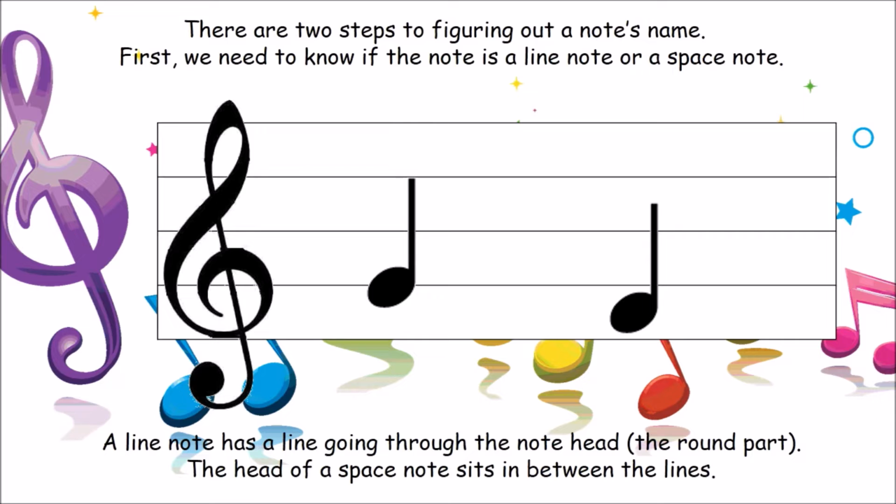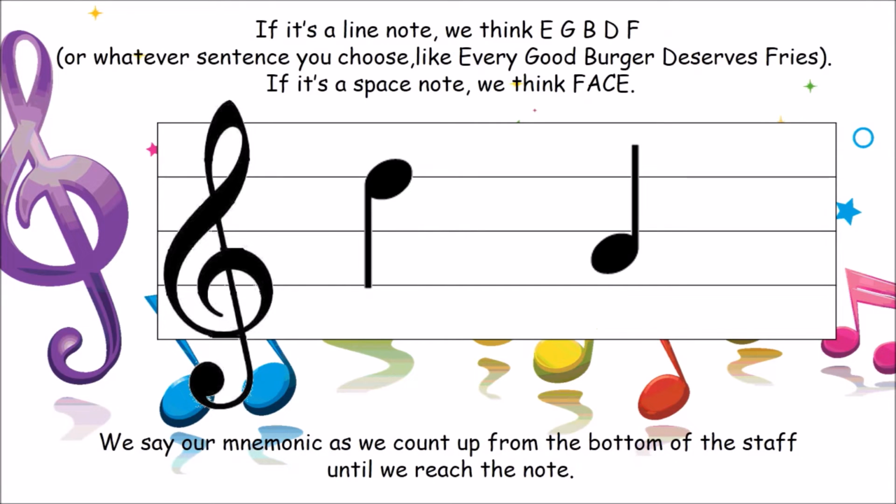A line note has a line going through the note head, the round part. The head of a space note sits in between the lines. If it's a line note, we think EGBDF, or whatever sentence you choose, like every good burger deserves fries. If it's a space note, we think FACE.